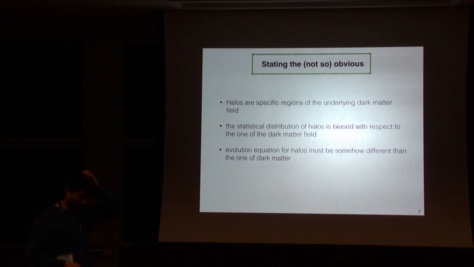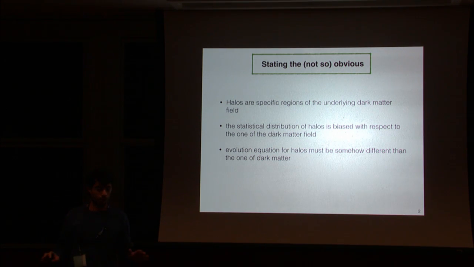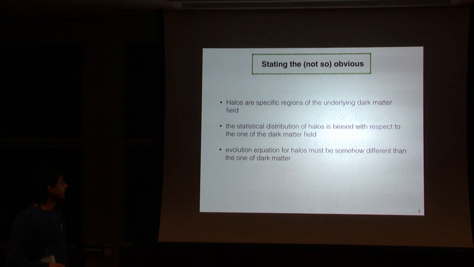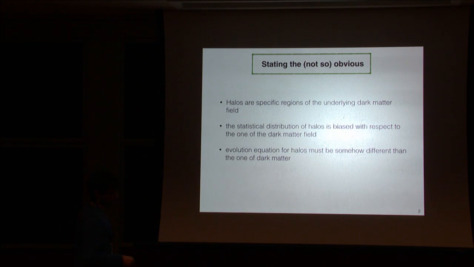So I will start by stating the obvious. Halos are specific regions of the underlying dark matter field. This we agree. They are these regions that go over a certain density, so that they decouple from the expansion and start to collapse. And the fact that these regions are particular regions of the dark matter field gives this bias between the statistical distribution of halos and the statistical distribution of the dark matter field. If it wasn't like this, we wouldn't have this workshop.